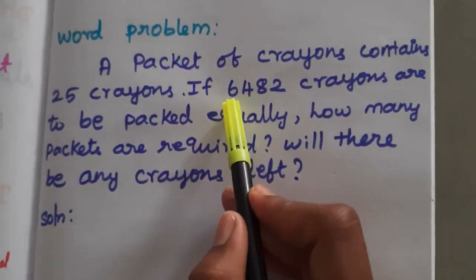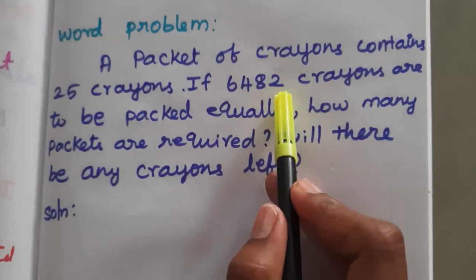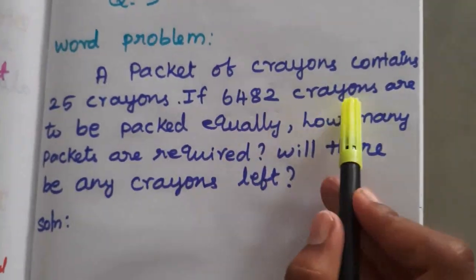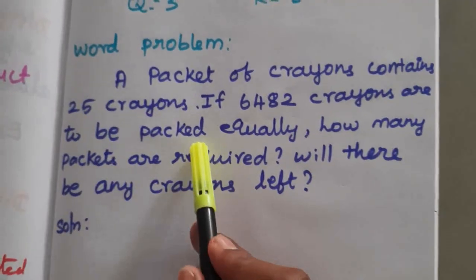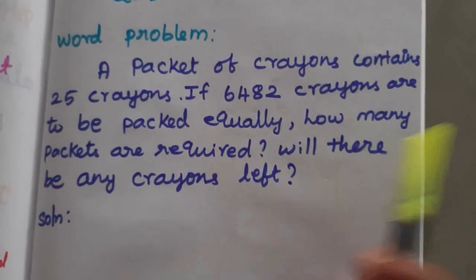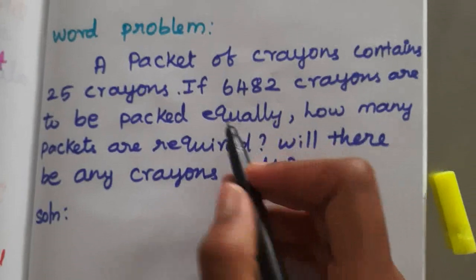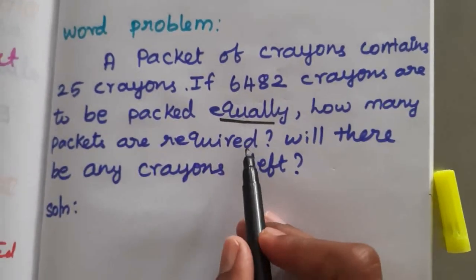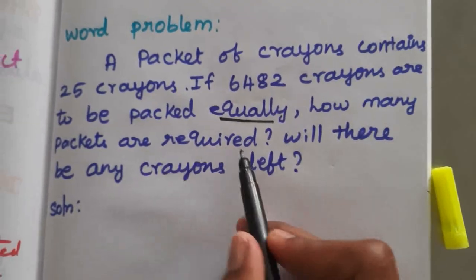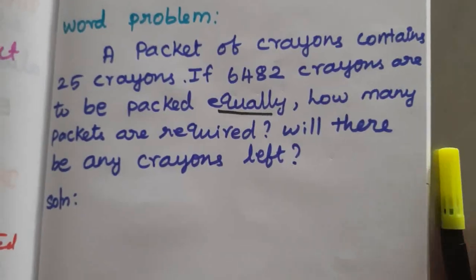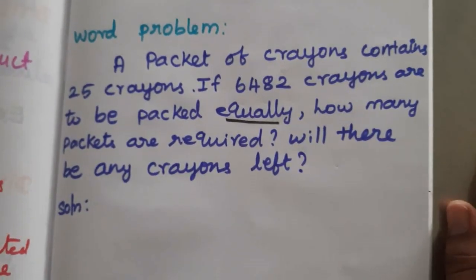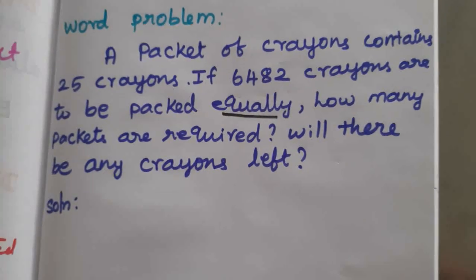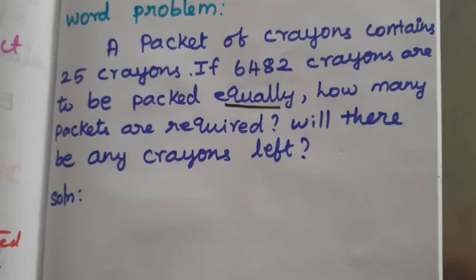If 6482 crayons are to be packed equally. Underline that word, equally. How many packets are required? Okay, how many packets are required? Already I told you in the 3rd standard itself, equally. So what is meant by division? That is equal sharing. Okay, equal sharing is division.